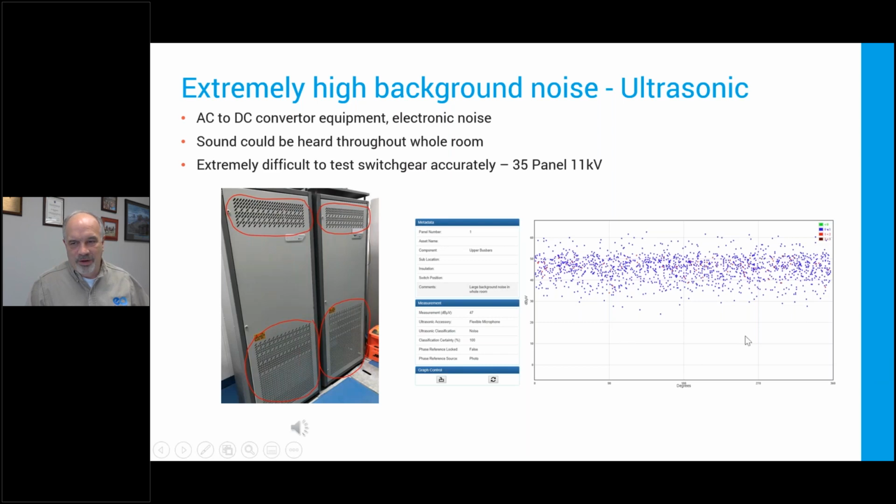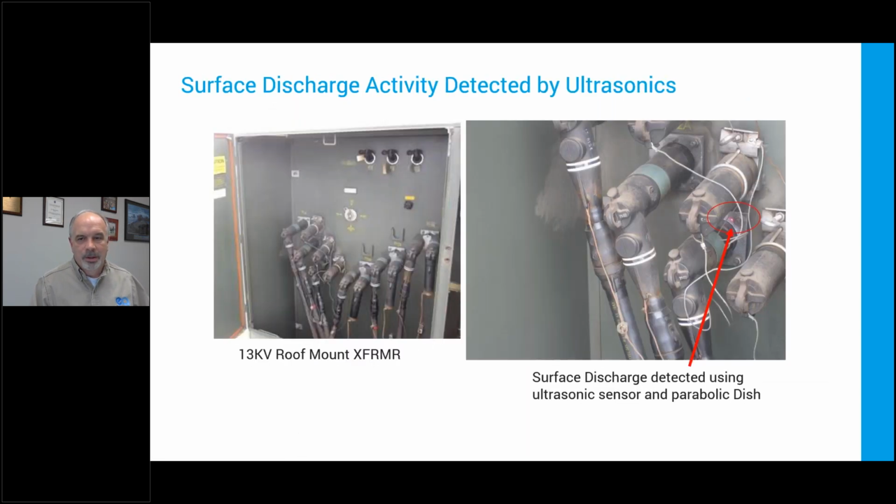And so we can see it in the phase resolve plot. This is actually the output of the report from the device, and it tells us that it's noise. It also tells us that its classification certainty is 100%. So it's 100% sure it's noise, and so am I. Oops.